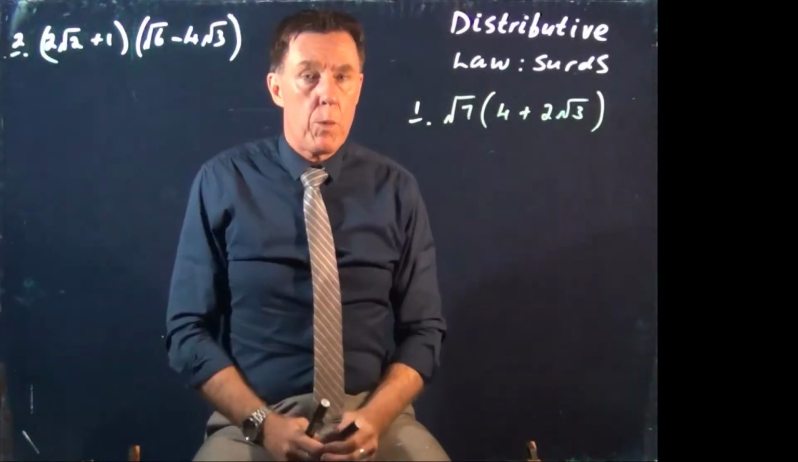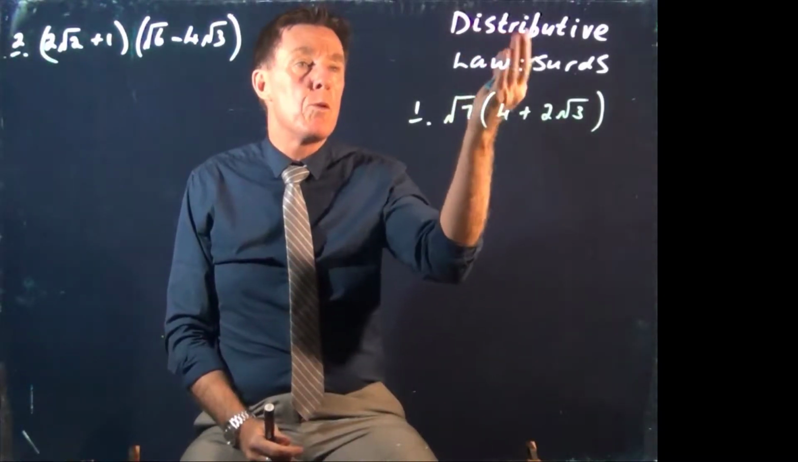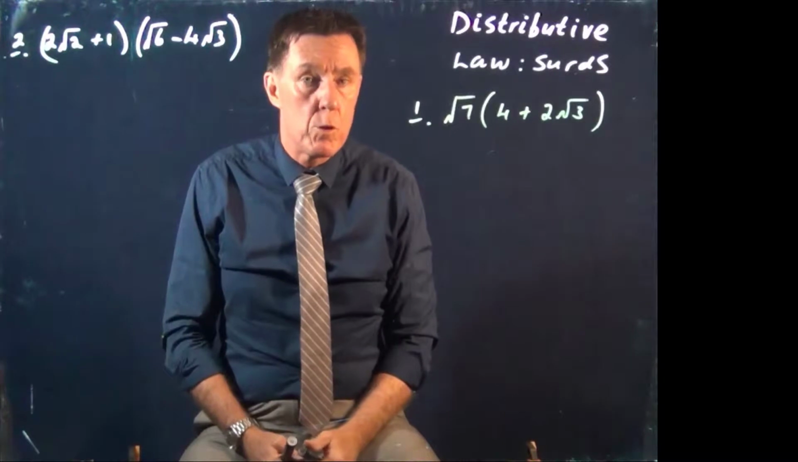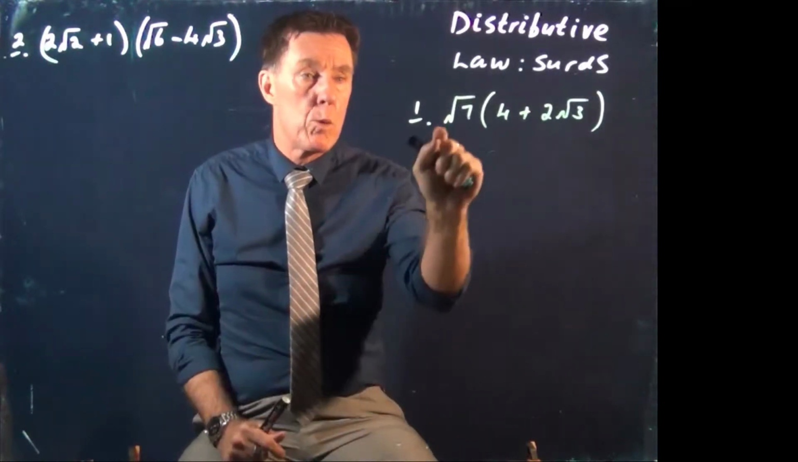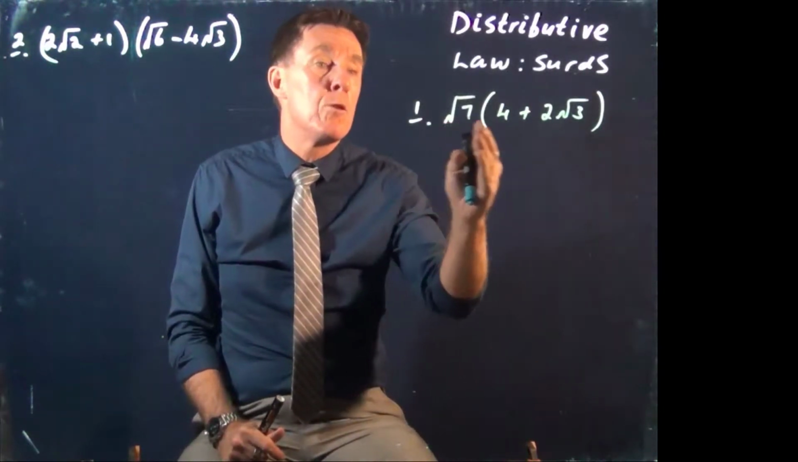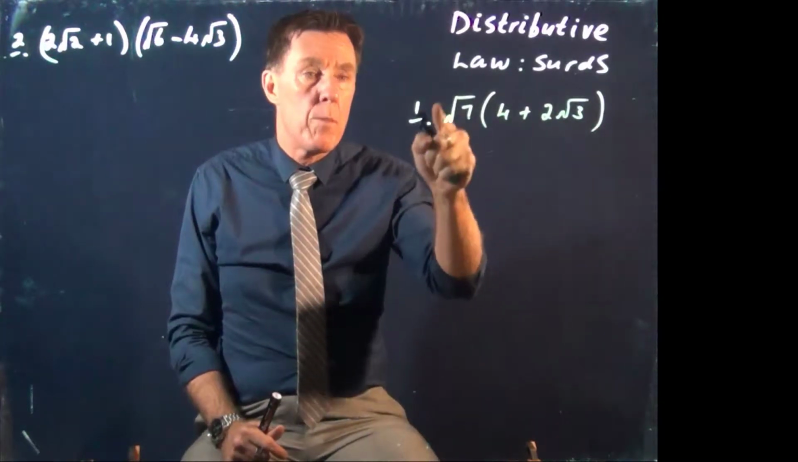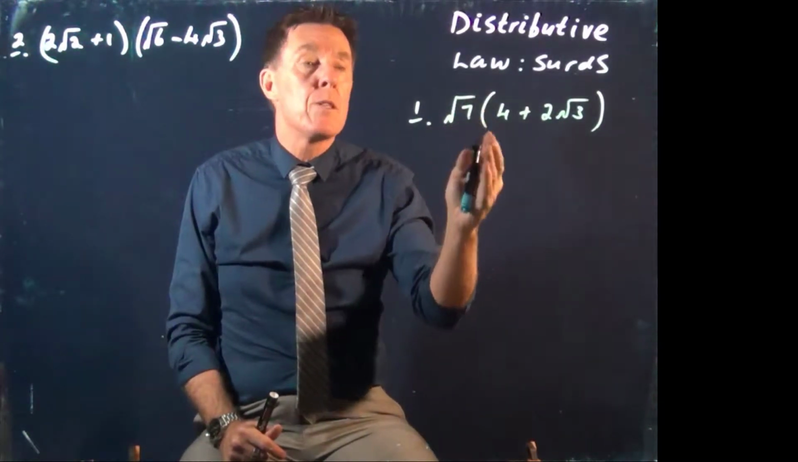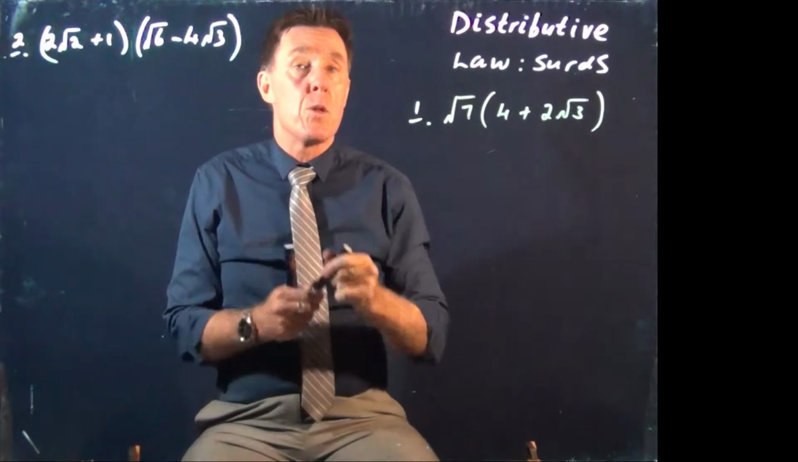Now, let's keep working with our surds, and this time we're going to use surds as applied to the distributive law. Distributive law is when you have something outside of a bracket that you distribute through. So we have a number at the front, the root 7 has to multiply both elements inside the bracket.